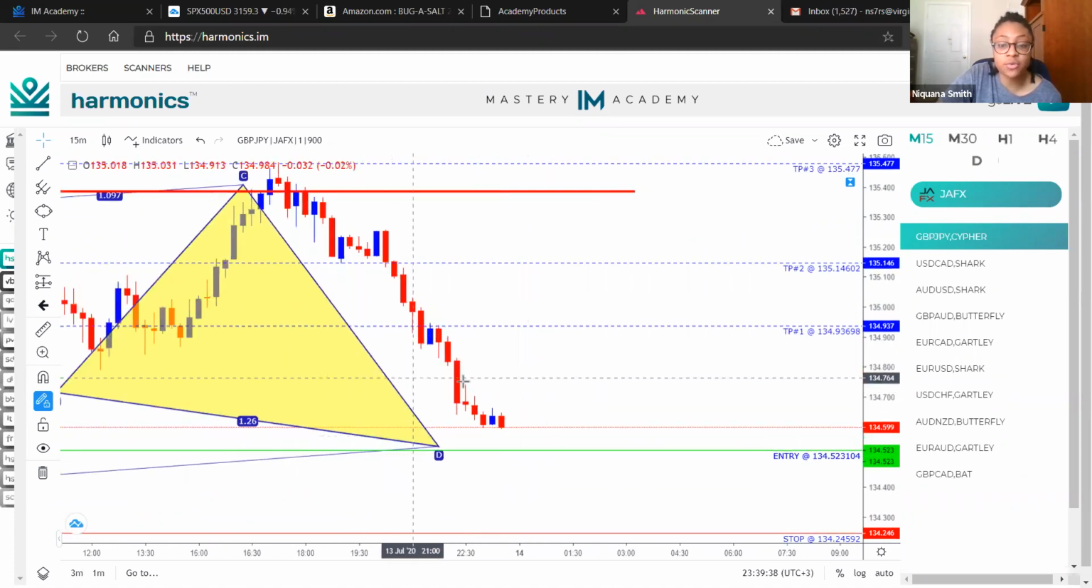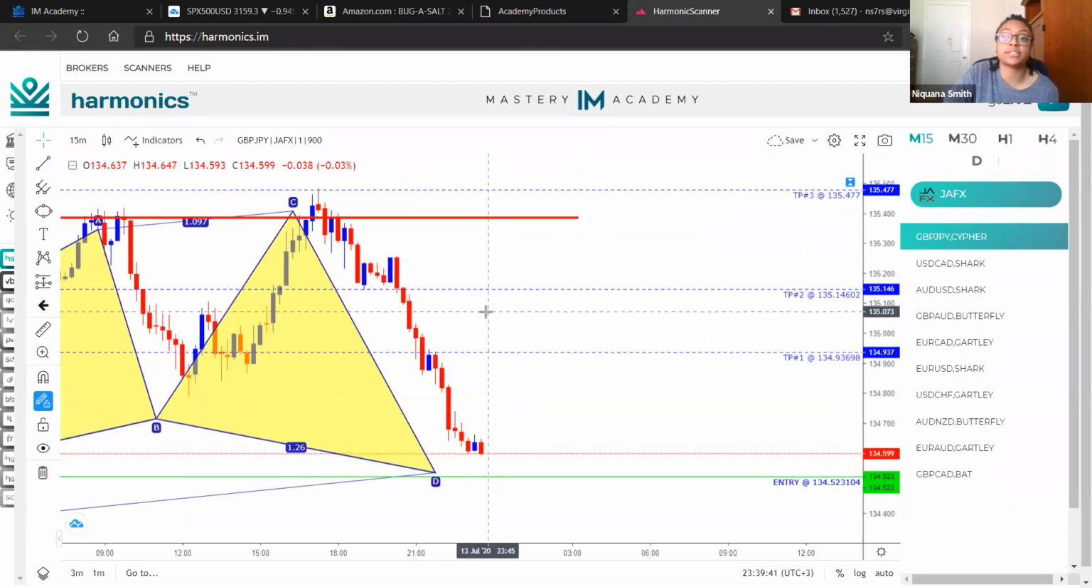So as you can see, once again, when it comes to support and resistance, you buy support, sell resistance. But not every time, guys. It takes more analysis than that. It takes understanding, okay, this is a support and resistance, but how strong is this support and resistance? What else is this pair telling me?